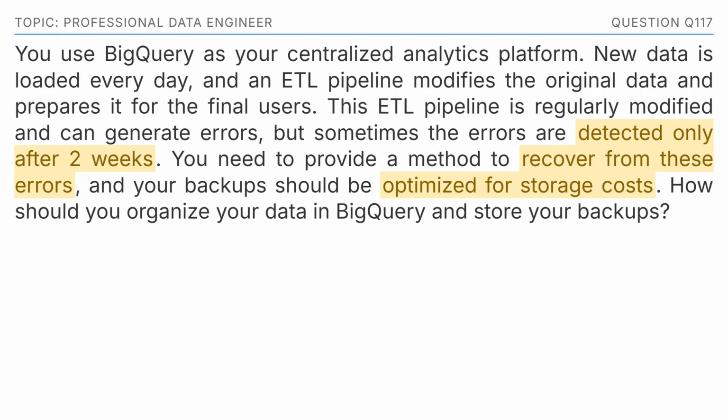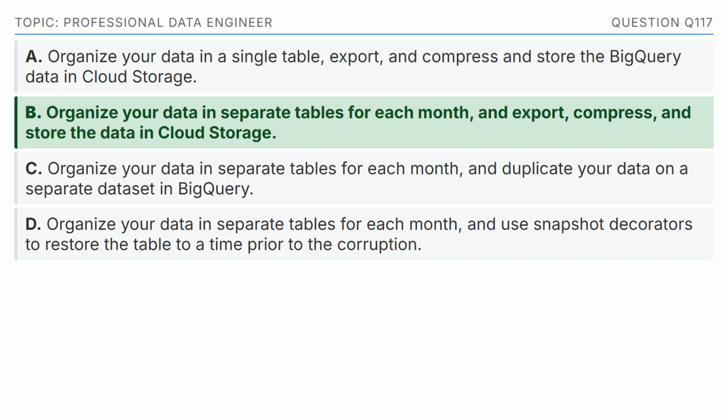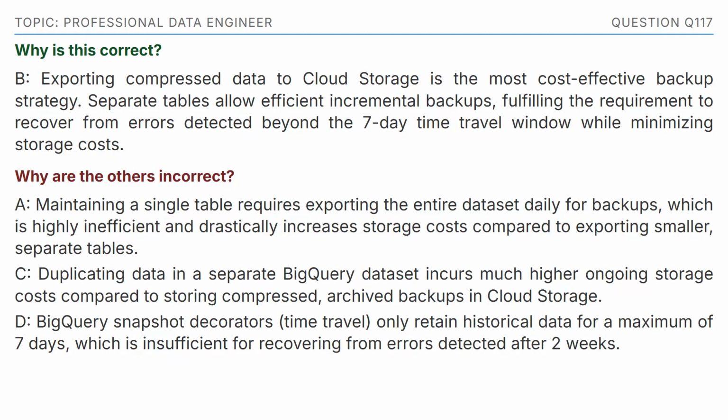To arrive at the correct answer, we focus on the keywords: detected only after 2 weeks, recover from these errors, optimized for storage costs. The correct answer is option B, organize your data in separate tables for each month, and export, compress, and store the data in Cloud Storage. Why is this correct? Exporting compressed data to Cloud Storage is the most cost-effective backup strategy. Separate tables allow efficient incremental backups, fulfilling the requirement to recover from errors detected beyond the 7-day time travel window while minimizing storage costs.